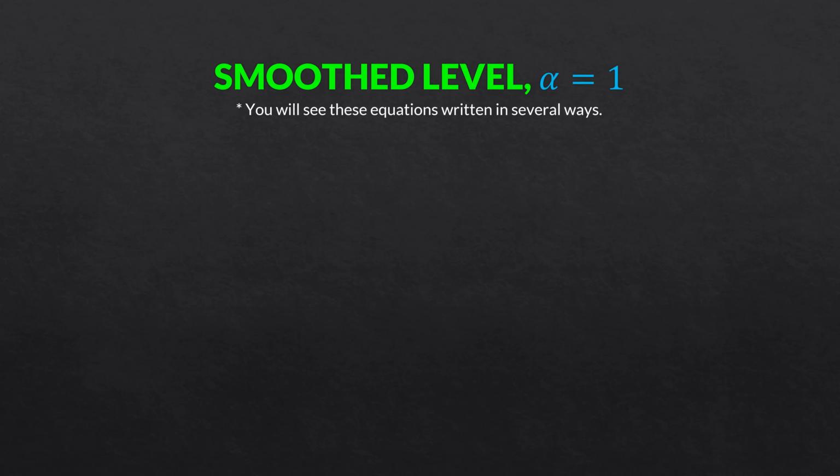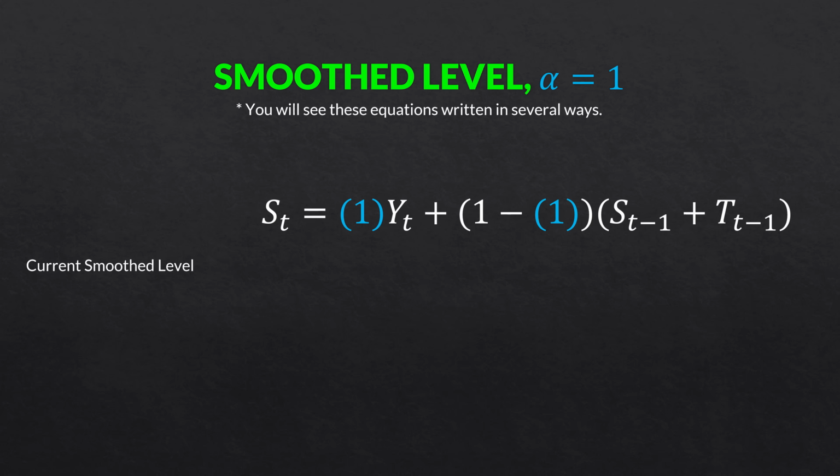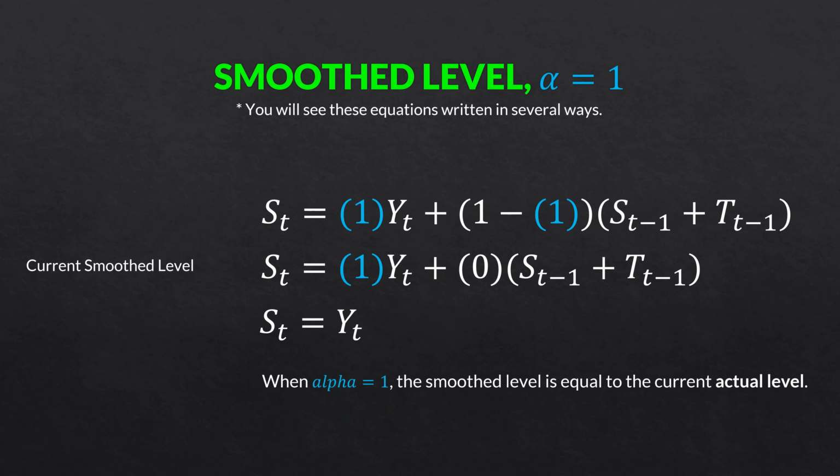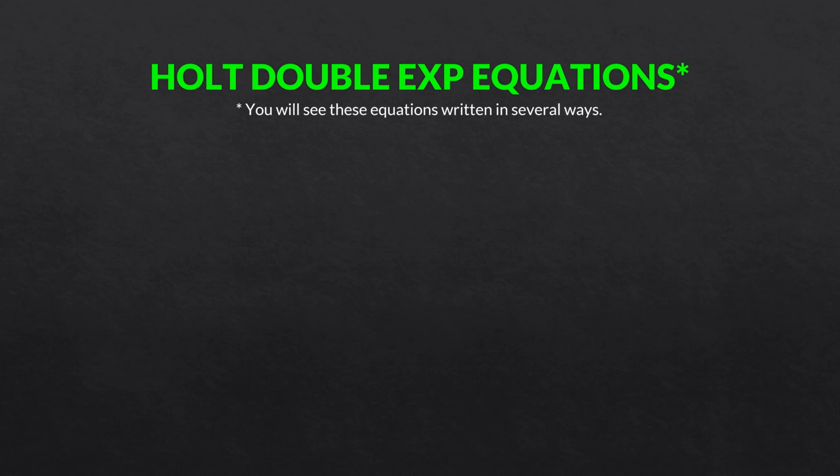What about when alpha equals 1? You can probably see what's going to happen here. So we substitute 1 in for alpha, multiply everything through. Now the right side of this equation goes to 0. That's the forecast side, but our current value side stays at 1. So when alpha equals 1, the current smooth level is the same as the current actual level of the data. So the smooth level and the actual level are the same when alpha equals 1. So that was alpha. Now let's look at beta.